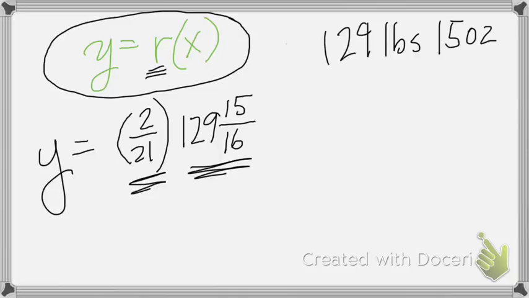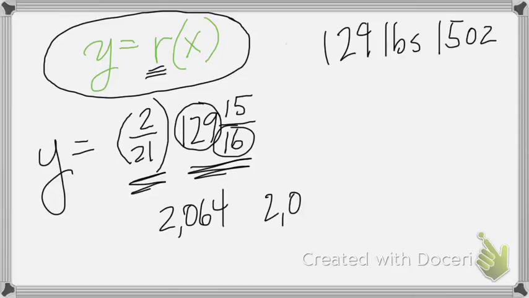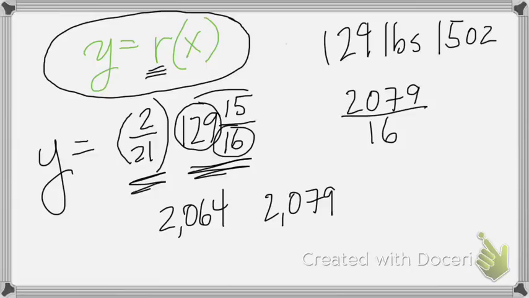Again, these are big numbers. Feel free to use a calculator to multiply 129 times 16. For example, I'm going to do that right now. 129 times 16 equals 2,064. Then I'm going to add another 15 to it, so that's going to be 2,079. So 2,079 over 16 is this mixed number made into an improper fraction.